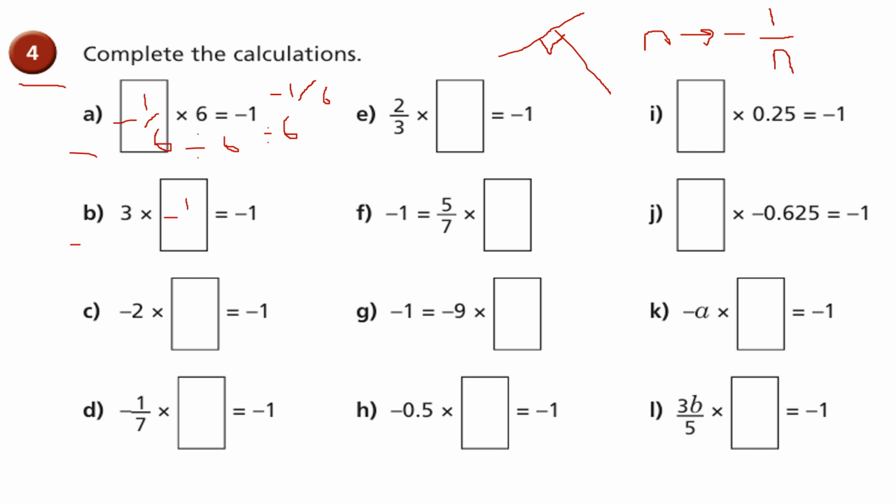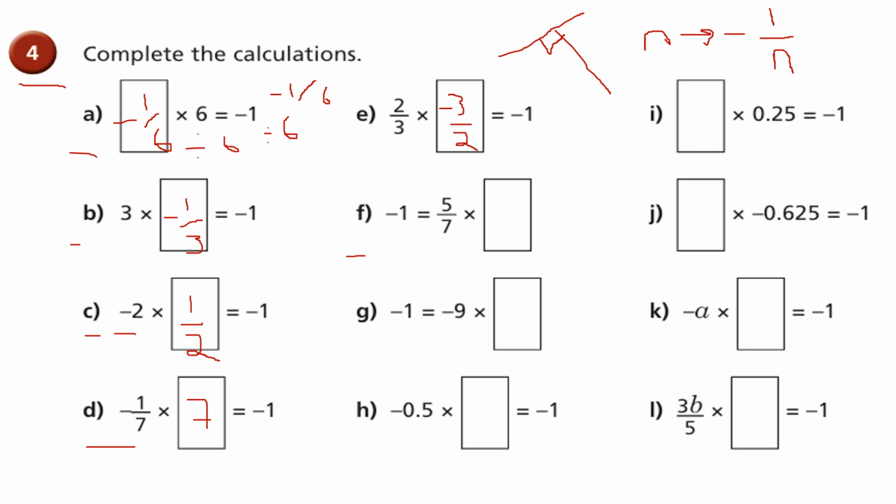Part B, 3 times what is -1? Well, 3 times minus a third is -1. So it's -1 over the number. Part C, -2 times what is -1? That'll be a half, since it's -1 over that number. So it becomes minus a half, which becomes a plus a half. Minus a seventh times 7 makes -1. Part E, 2/3 times what is -1? That'll be -3/2. You flip the fraction, turn it upside down, and negate it.